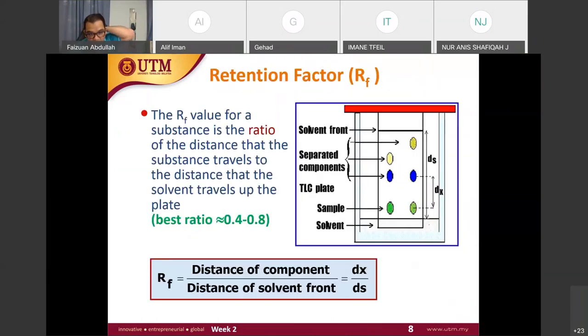Right, now how to calculate the retention factor, Rf. Remember this formula. The Rf value for a substance is the ratio of the distance that the substance travels to the distance that the solvent travels up the plate. So the best ratio is 0.4 to 0.8. Right, look at the photo.